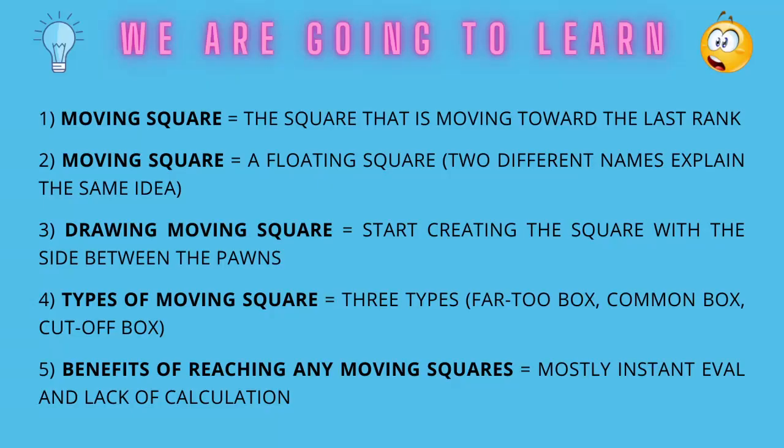What we are going to learn this time. What is the moving square and why is it important to know about it? What is the difference between a floating square and the moving square? How to figure out and draw the moving square? How many moving squares are there? What are the benefits of reaching any of the moving square types?